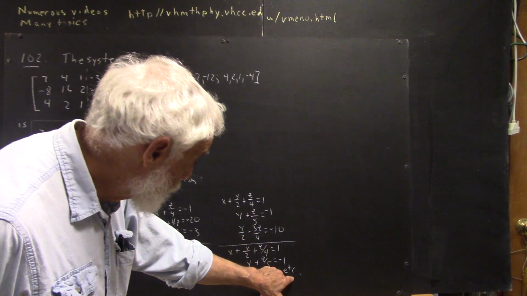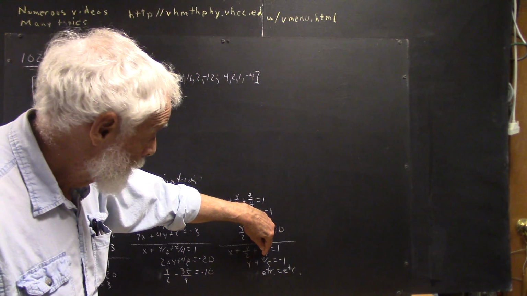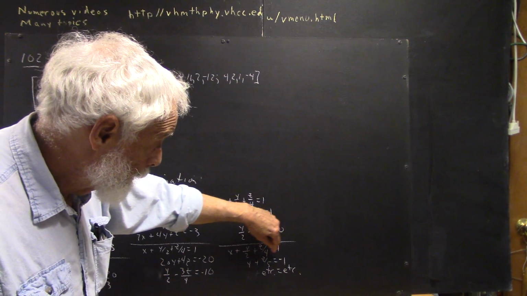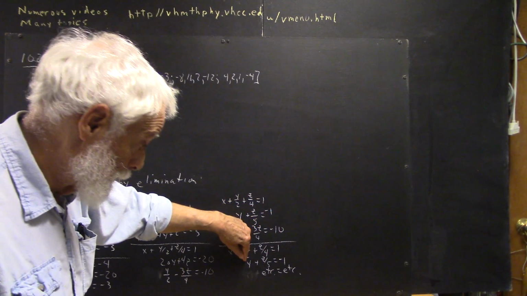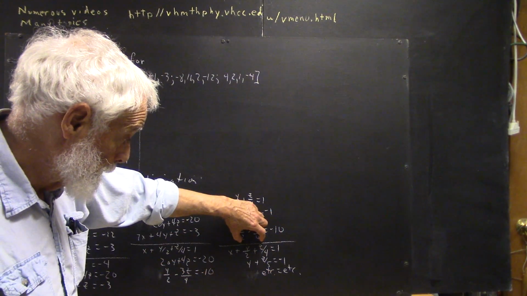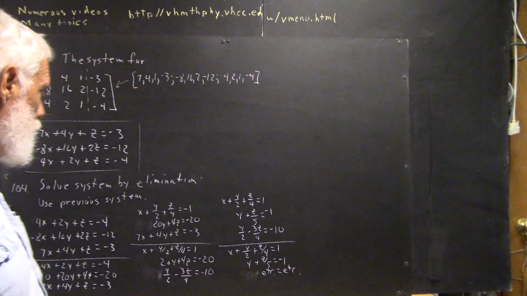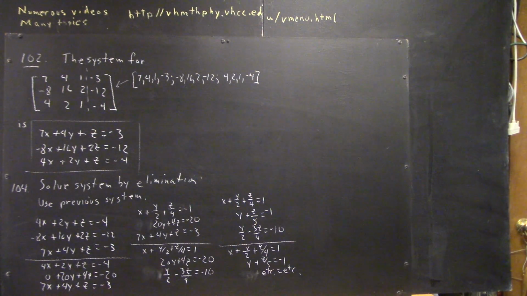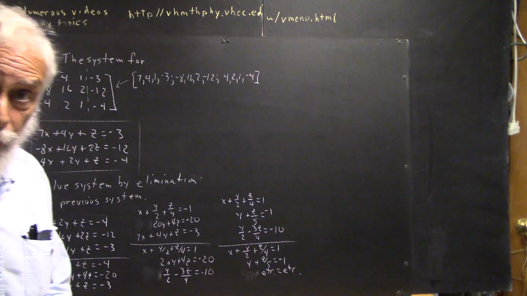I can take that value of z and plug it in here. Now I have a number, y plus some number equals -1. I can solve for y. Now I have a number for z and a number for y, and I can plug them into here, solve for x, and I have my solution.